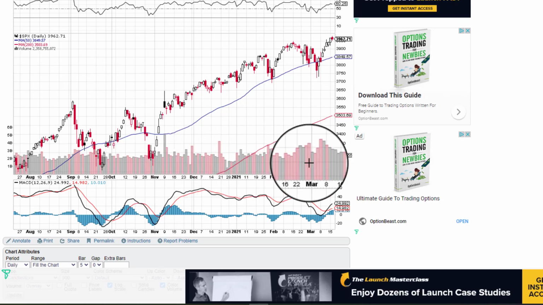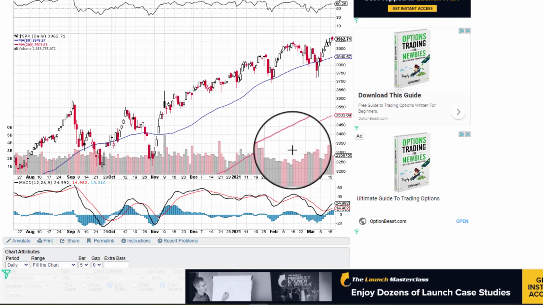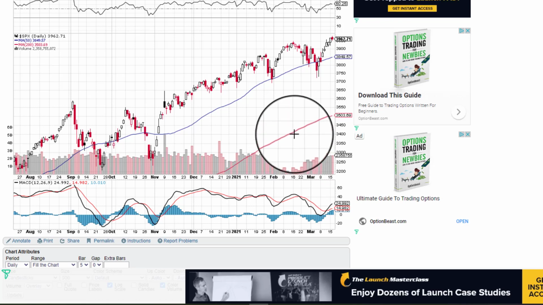The other histogram that's along the bottom is volume. And there are whole volume studies that I go through in the classes that I teach that help us to understand when volume is important and when we don't really need to pay attention to it that much.